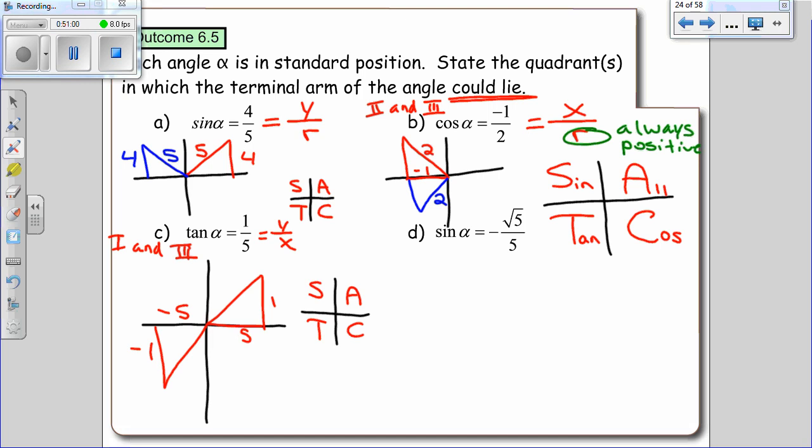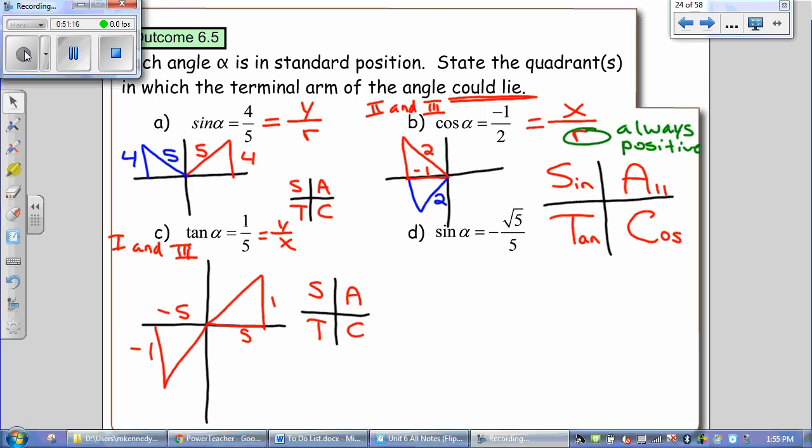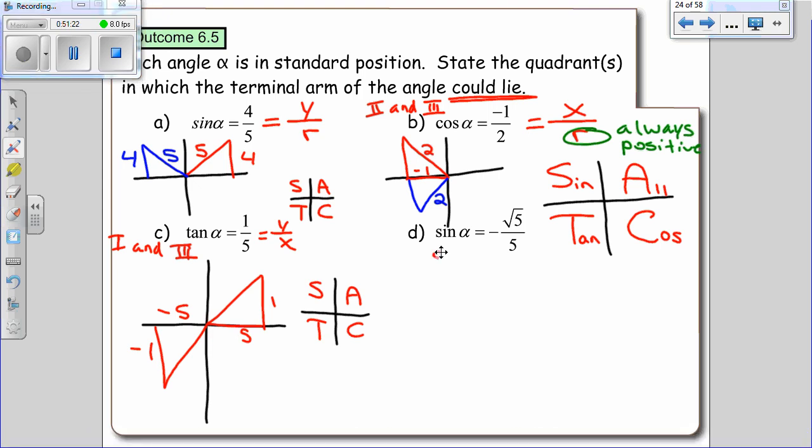D. Sine equals negative root 5 over 5. Sine is equal to y over r. R is always positive, so the negative must belong to the y value. That tells me I could draw my triangle in 2 spots. I could draw it down here at negative root 5, or I could draw it down here at negative root 5.